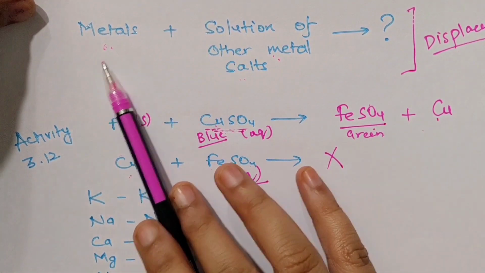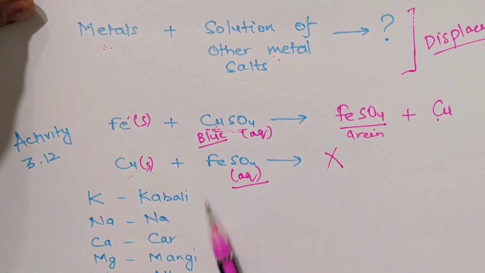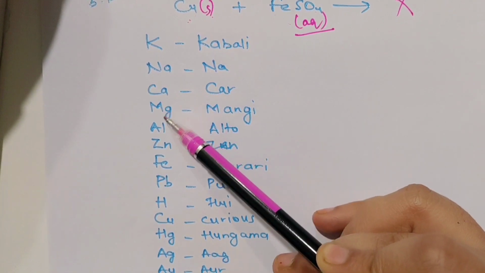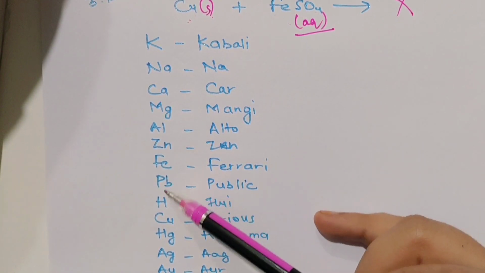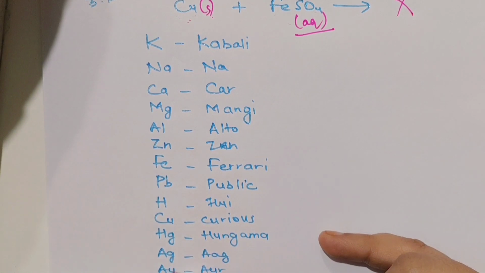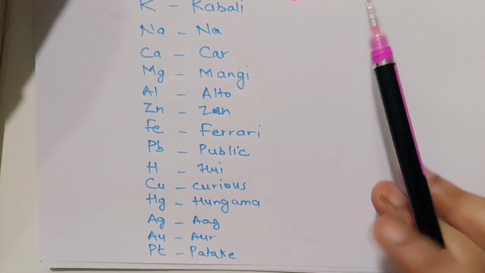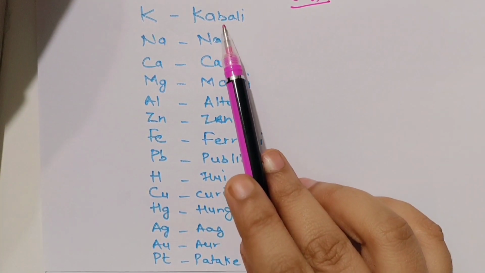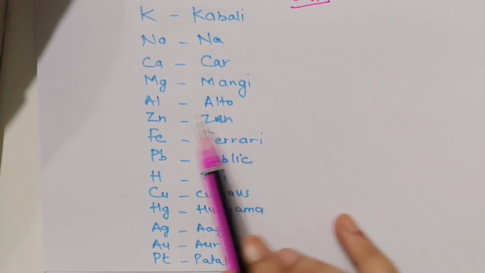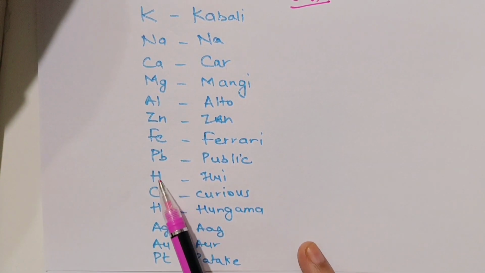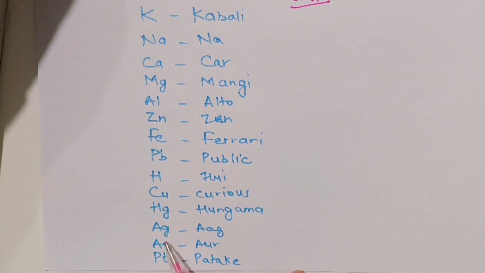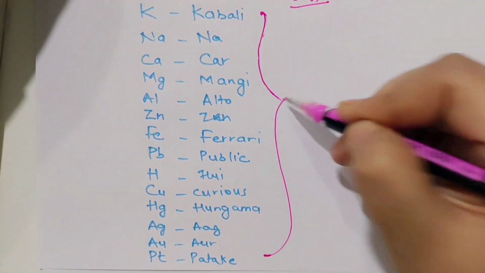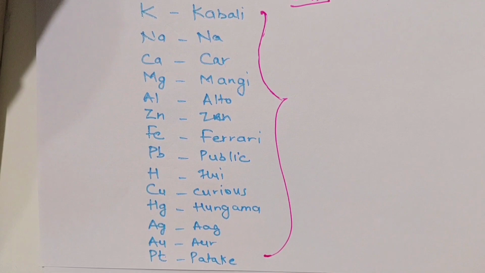Now after all these reactions, we could deduce the reactivity order of metals, and it goes something like this: sodium, potassium, calcium, magnesium, aluminium, zinc, iron, lead, hydrogen, copper, mercury, silver, gold, platinum. There's a mnemonic which is quite catchy, and you can remember it. Kabali ne car mangi, alto zen Ferrari, public hui curious, hangama aag or patake. This mnemonic helps me very much to remember the reactivity series. I hope it helps you too.